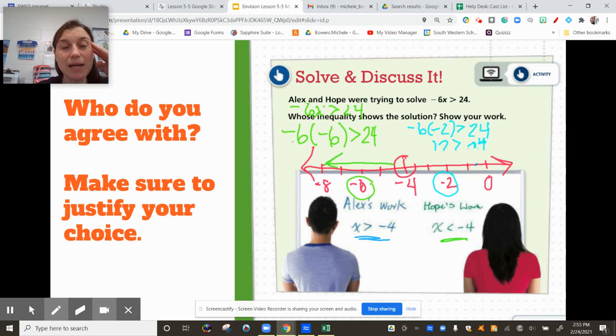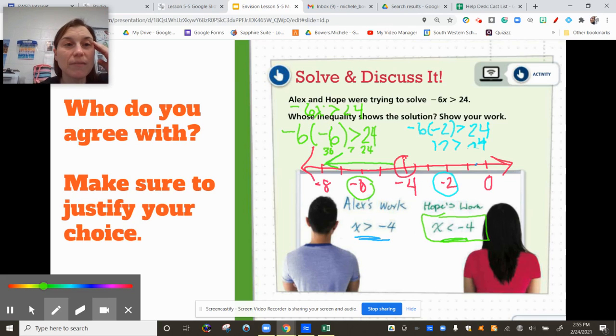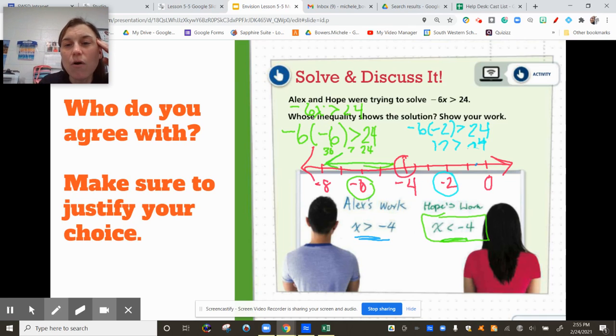So now I do -6 times -6 is 36. Is the number 36 greater than 24? Yeah, it is. Of course. So that means Hope is correct. Ding, ding. How many of you picked Hope? Yay. So Hope has the correct solution. And we know that from the graph. I could use something else from this side, like -10. So -6 times -10 is 60, because a negative times a negative is a positive. It'd be positive 60, and that is greater than 24.